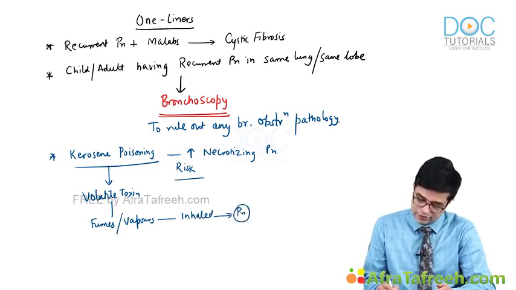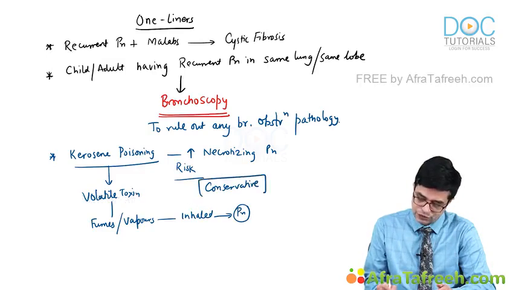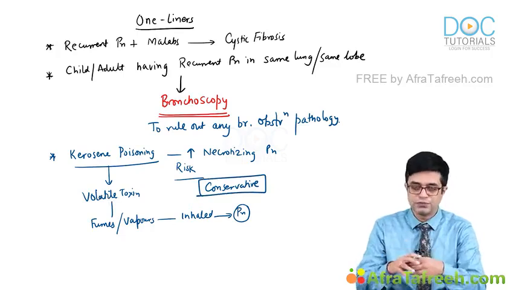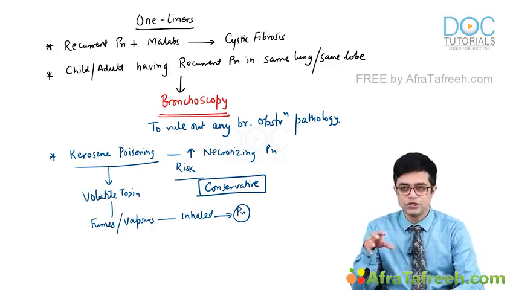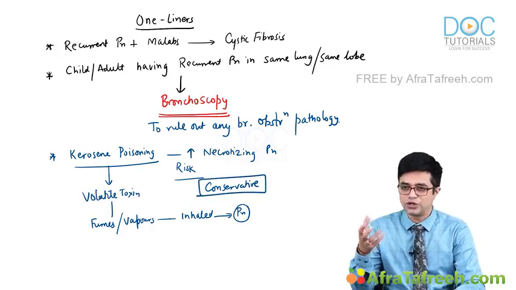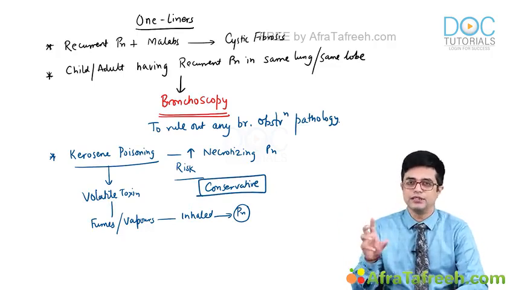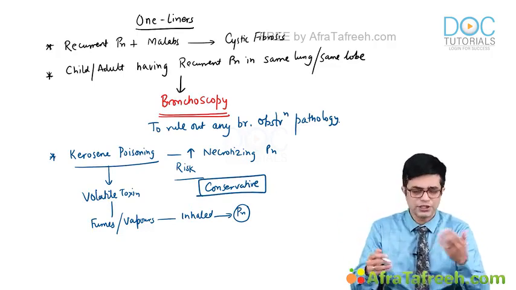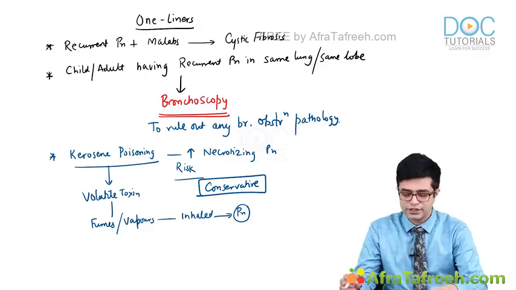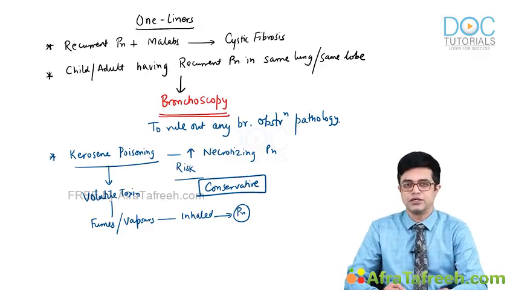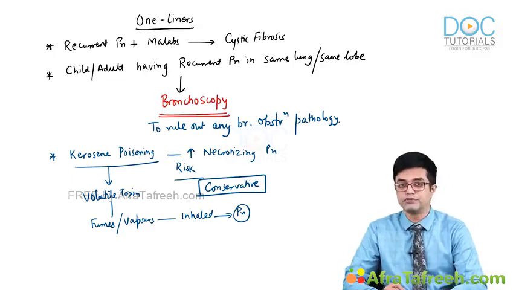But conservative management is needed in most of these patients. To avoid any formation of vapors or chances of aspiration, whenever a kerosene poisoning patient presents to you, you should not do any gastric lavage or induce any vomiting in the patient. This is something you must have read in your forensic medicine part. So this finishes the discussion of pneumonias in children. Small topic, extremely important for your exams.